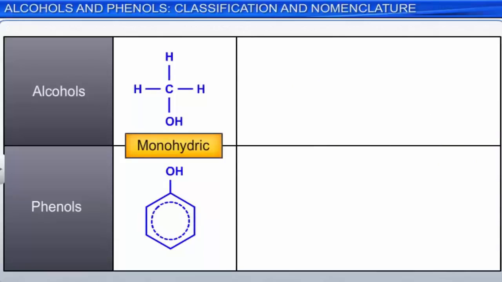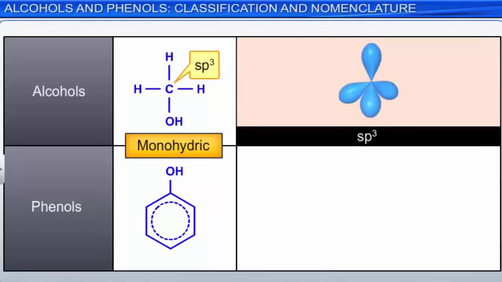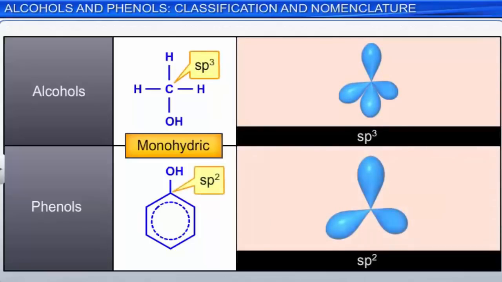Monohydric alcohols can be classified on the basis of the nature of the carbon atom attached to the hydroxyl group. These carbons are either sp3 or sp2 hybridized. We will first consider hydroxyl groups attached to sp3 hybridized carbons.